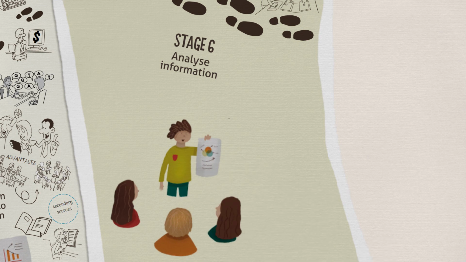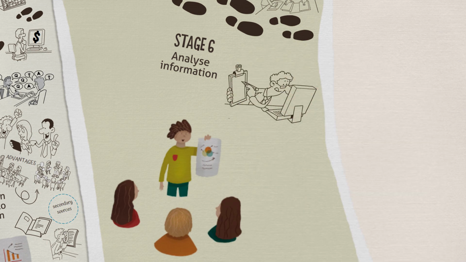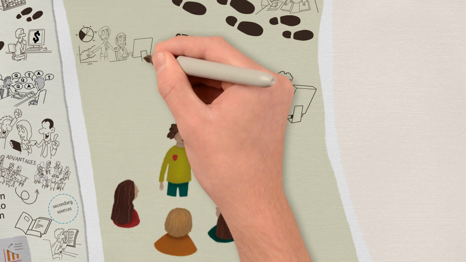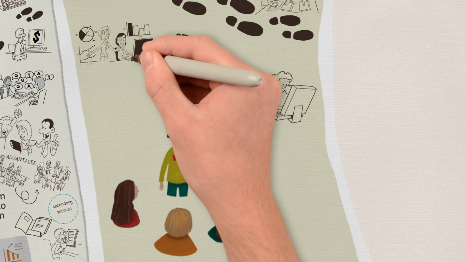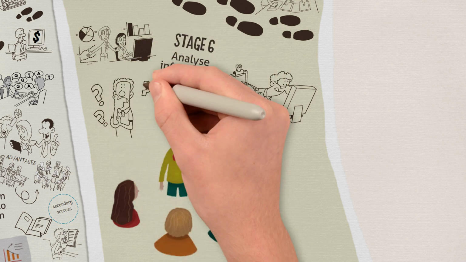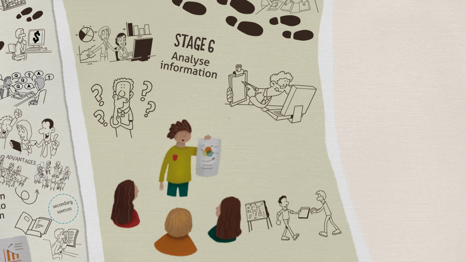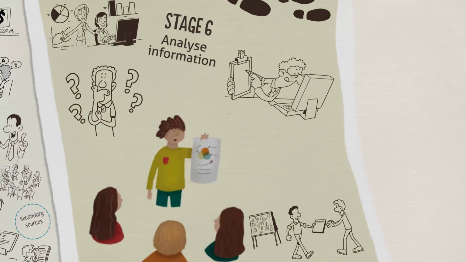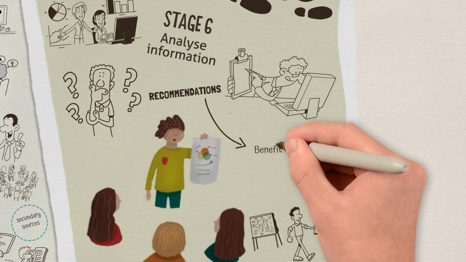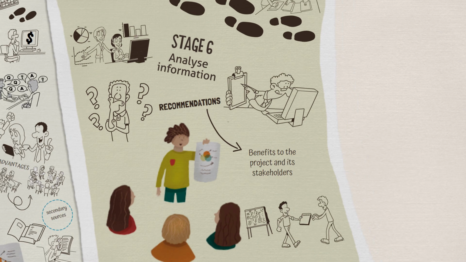The sixth stage consists of analyzing the information that has been gathered. Once the data has been collected, or as it is being collected, it must be analyzed. This is also the moment to review the information and reflect on the responses given to the evaluation questions and objectives and the way that these findings will be put to use. An evaluation that delivers good recommendations is very likely to bring many benefits to the project and its stakeholders.